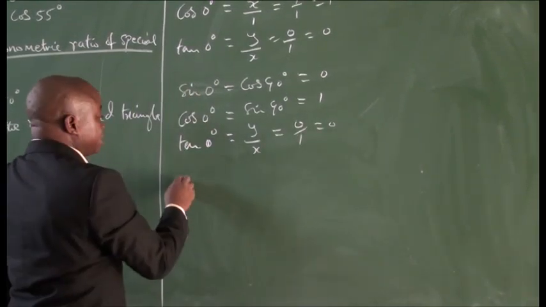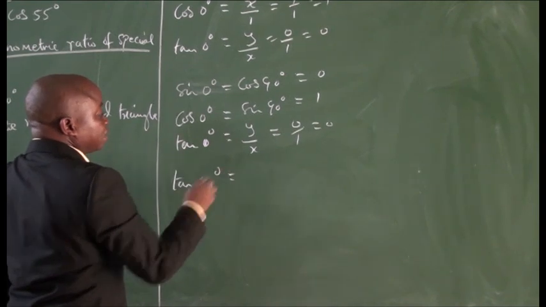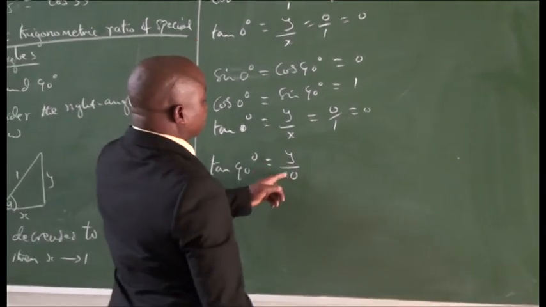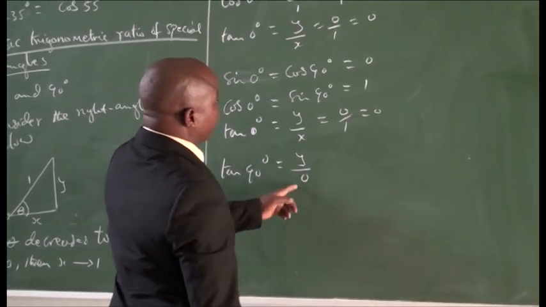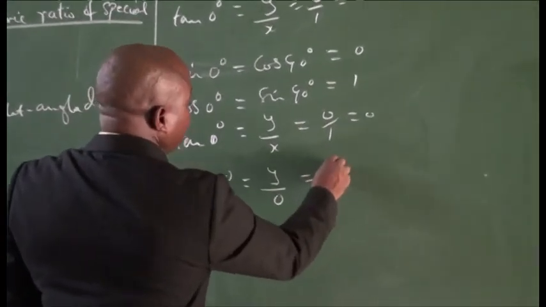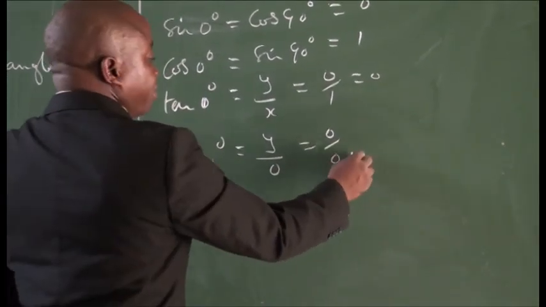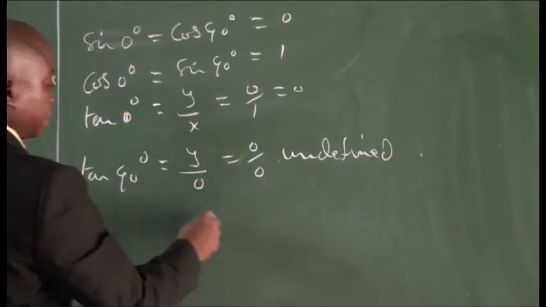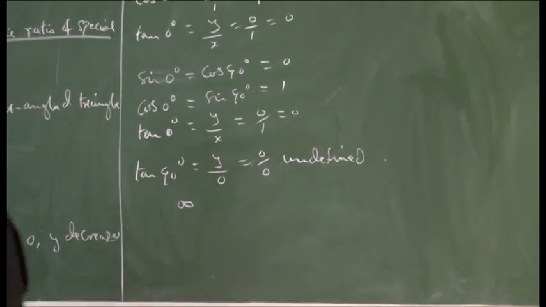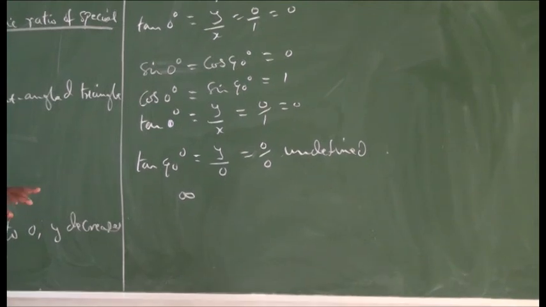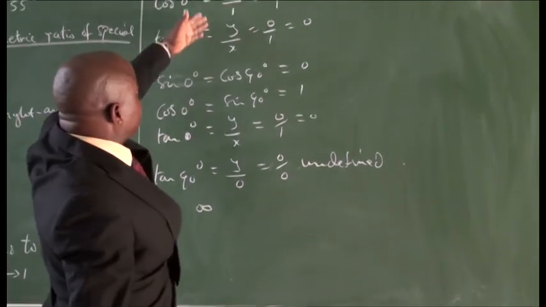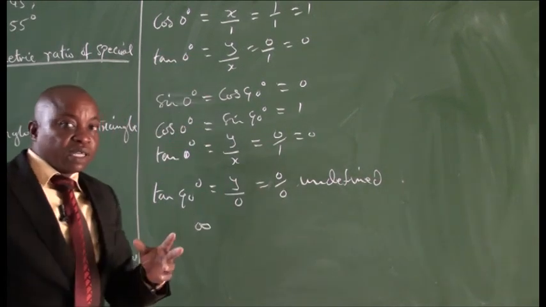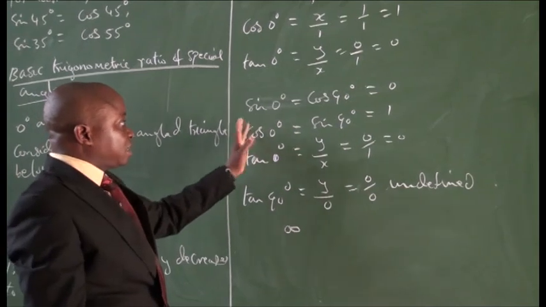Now what about tan 90? Tan 90 degrees now becomes y over 0. And we know that you cannot divide any number by 0. So that gives you undefined. Or at times we write it in this way, which means undefined. Now, with this, with the idea of complementary angles, you can find the 0 degrees and the 90 degrees.